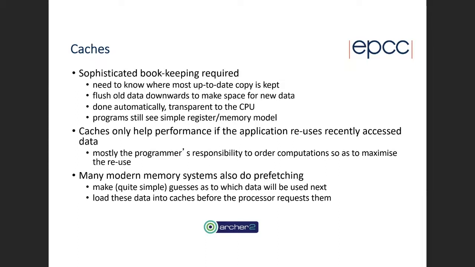Okay. So all this is done completely automatically in the sense that it's transparent to the CPU. So none of this data movement is in any way explicit in your program. So your program, even at the assembly code level, still sees this simple register memory model. It doesn't know anything about all the caches.